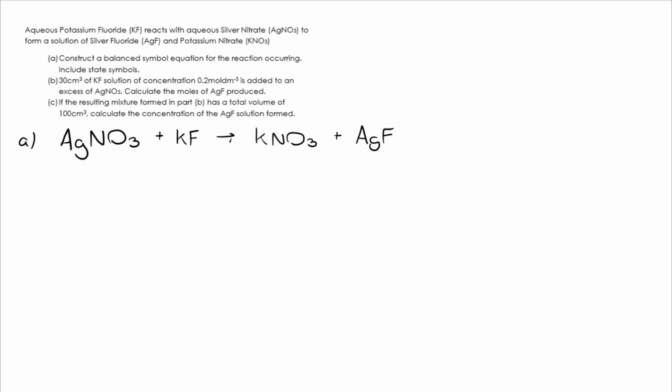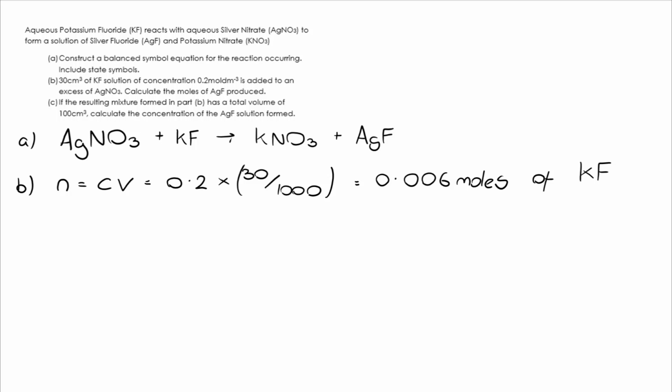And we're using here, not n is m over Mr, we're using n equals CV, because I've got a concentration of 0.2 moles and a volume of 30 centimetres cubed. We're not going to leave it in centimetres cubed. We're going to divide by 1,000 because concentration is in moles per decimetre cubed. We need the volume to be in decimetre cubed. And that takes us to an answer of 0.006 moles of KF.